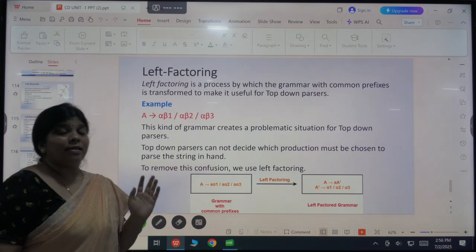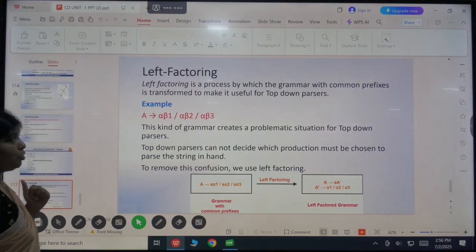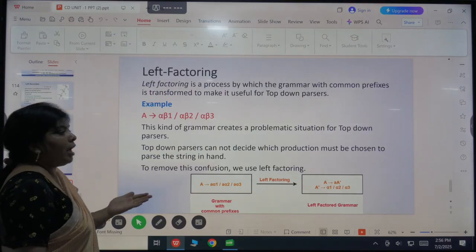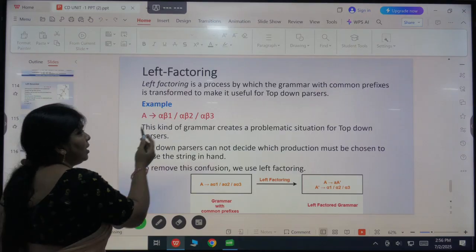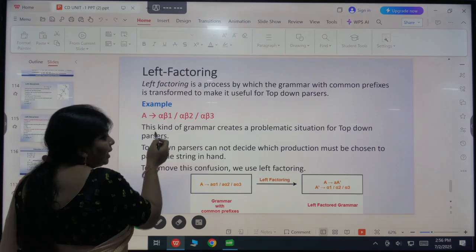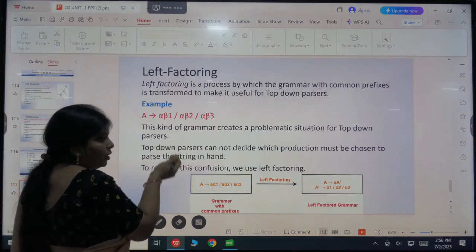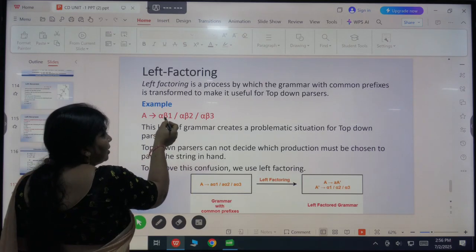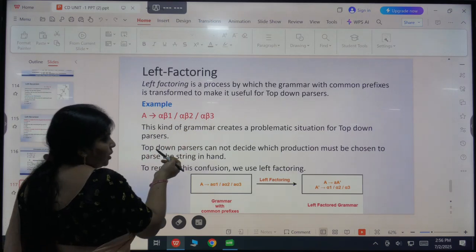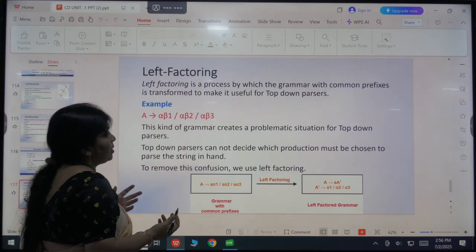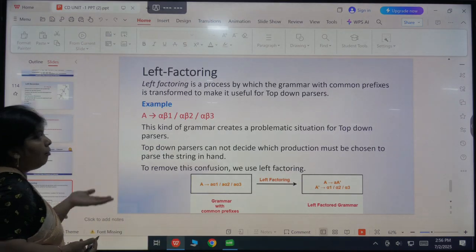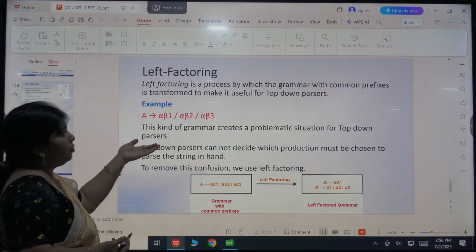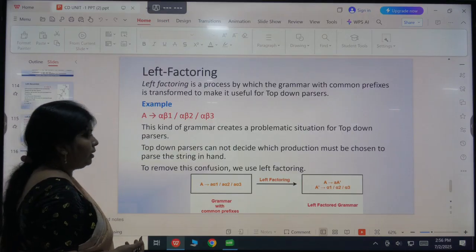The problem is that the system gets confused. Suppose I want to derive a string, I should start with the first starting character. If the starting character has been matched, then we can go with that particular production. But here the starting character is the same in the alternative productions, so we cannot tell which one has to be considered, and we get confused. To avoid this confusion, we go for the left factoring technique.